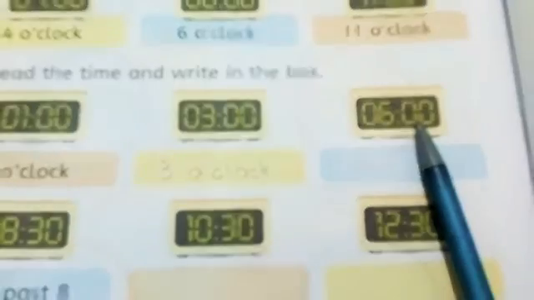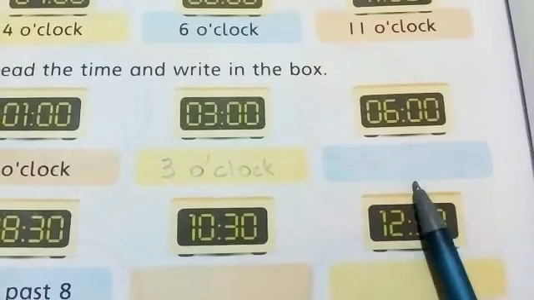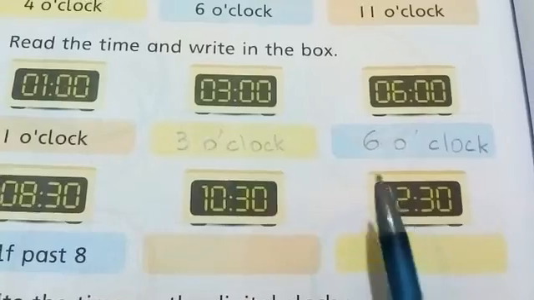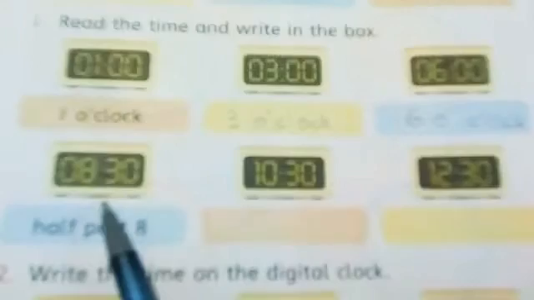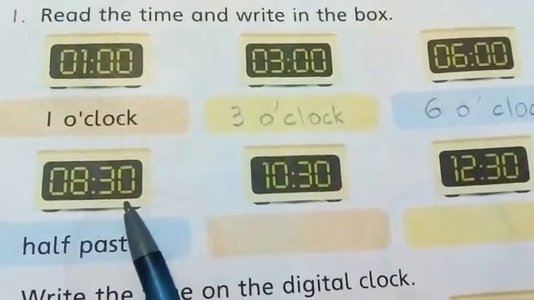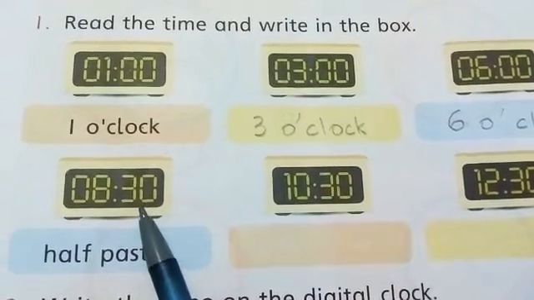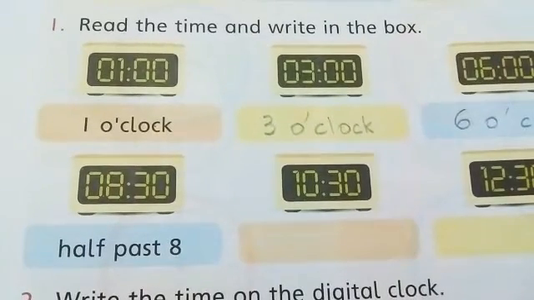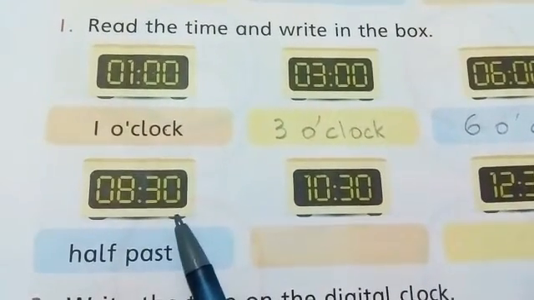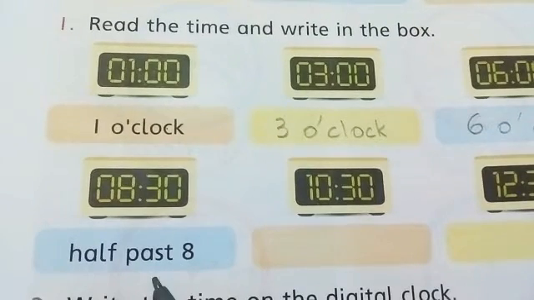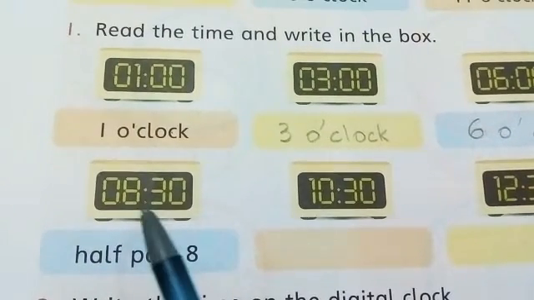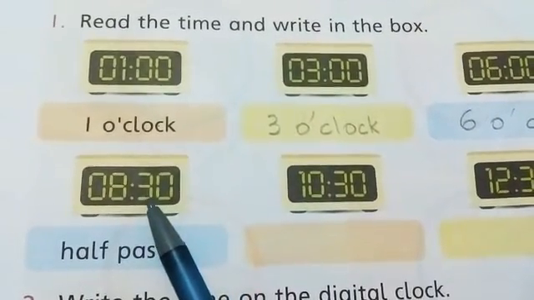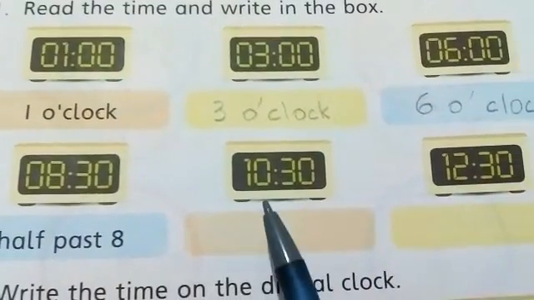Now come to this one. This digital clock is showing the time 6 o'clock because there are 2 zeros on the right hand side. Okay. So is it clear? Now come to this one. Whenever in a digital clock the number 30 appears on the right hand side, the time will be in half past, like this clock. This clock is showing the time 8:30 because on the left hand side there is the number 8 and on the right hand side there is the number 30.